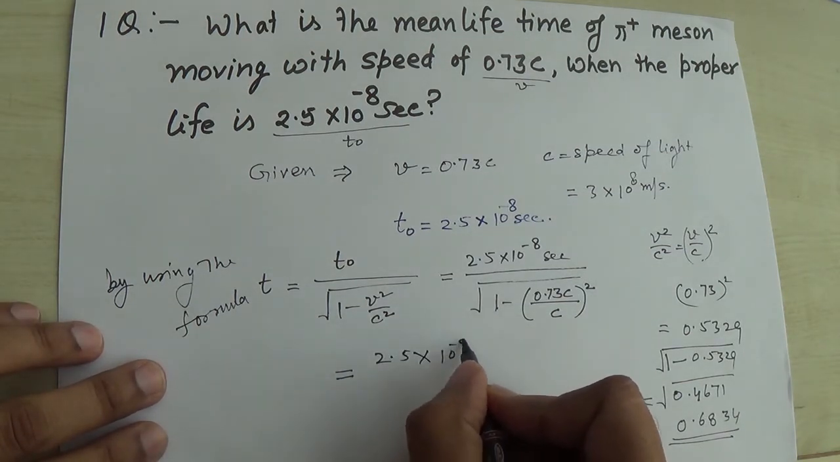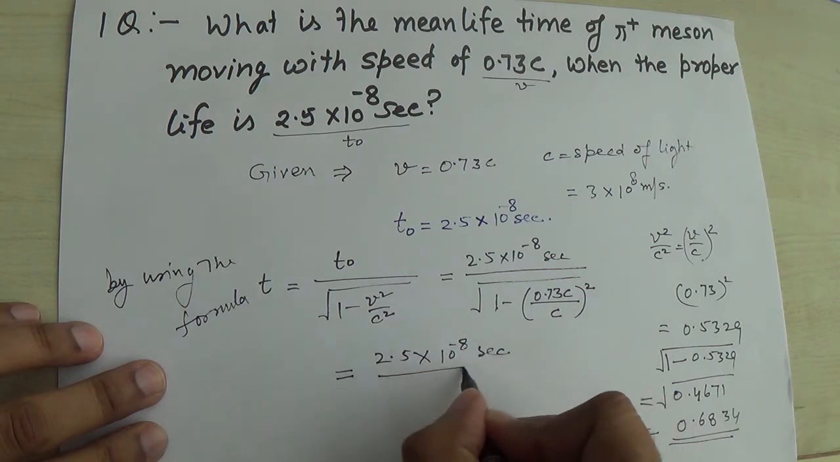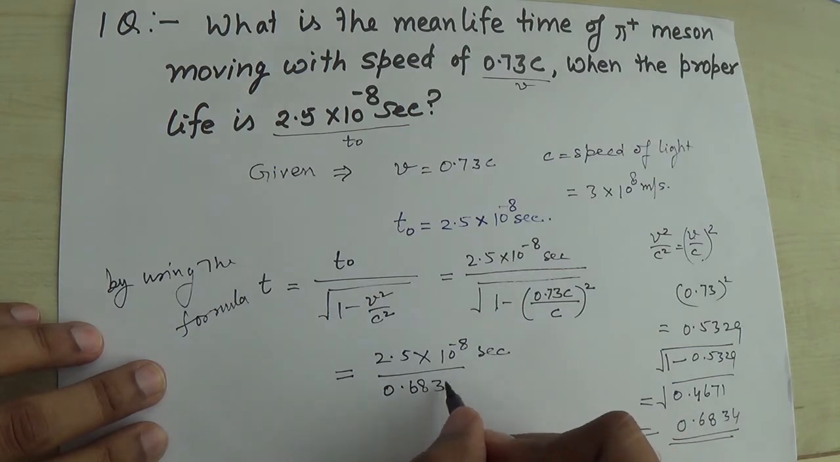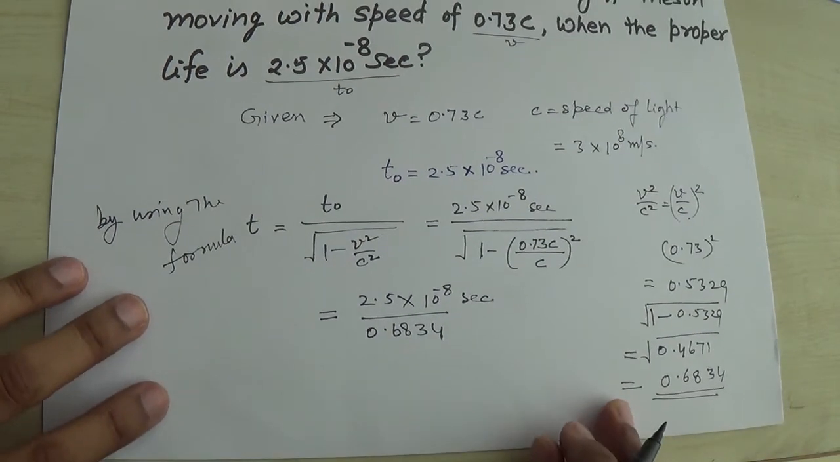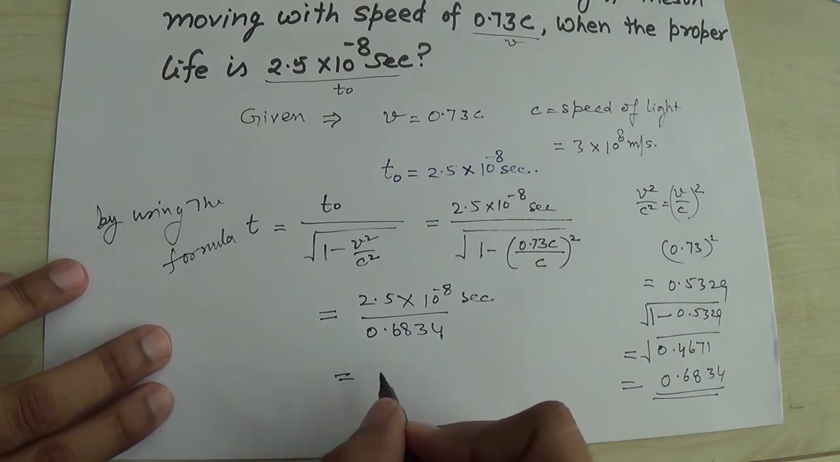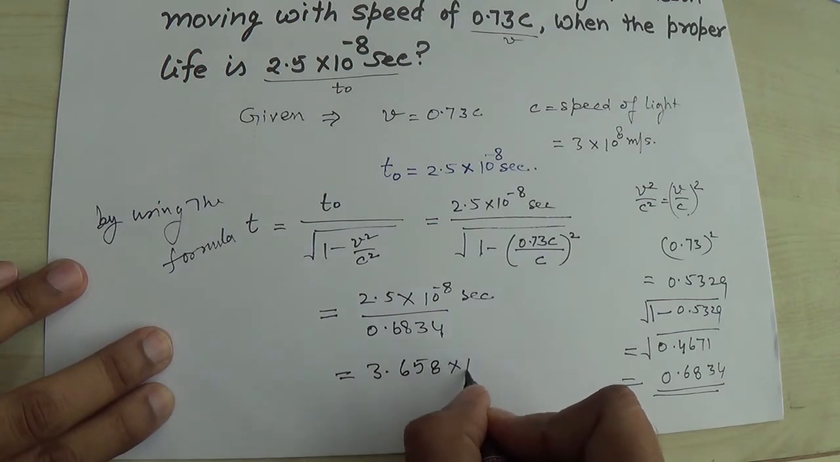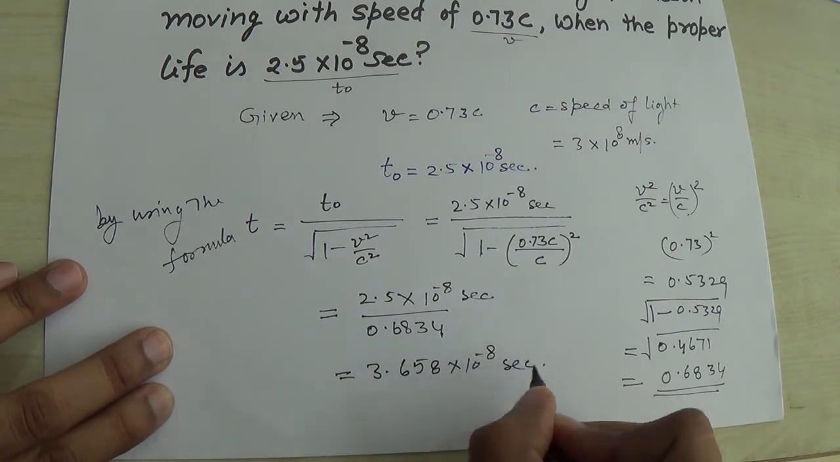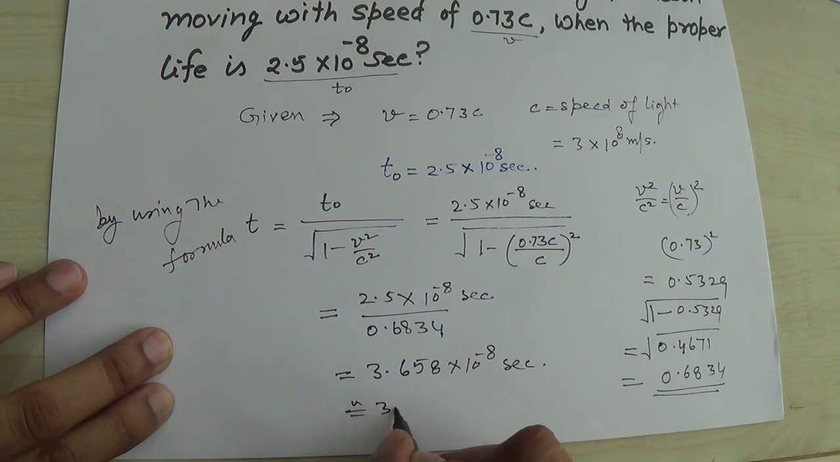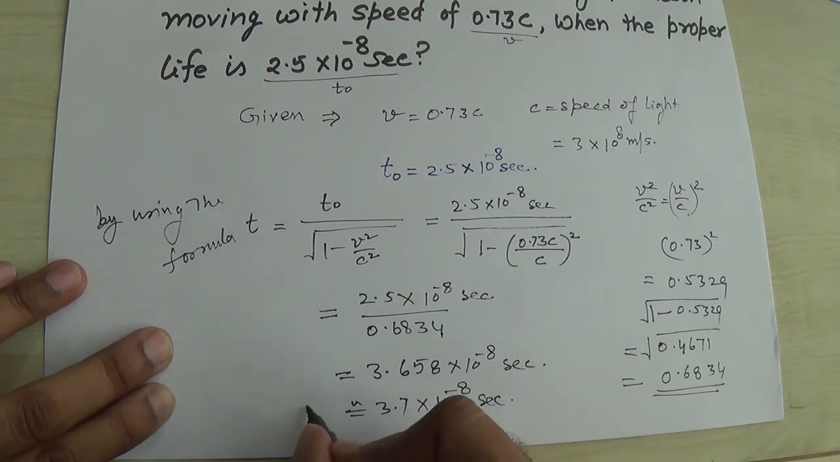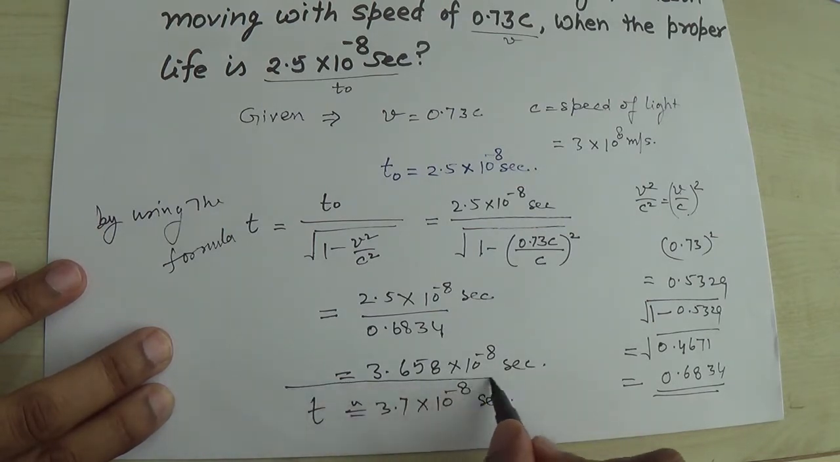So by simplifying it, 2.5 into 10 raised power minus 8 second divided by this 0.6834, I will get this result, that is 3.658 into 10 raised power minus 8 second. That is approximately 3.7 into 10 raised power minus 8 second, and this t is larger as compared to the proper time.